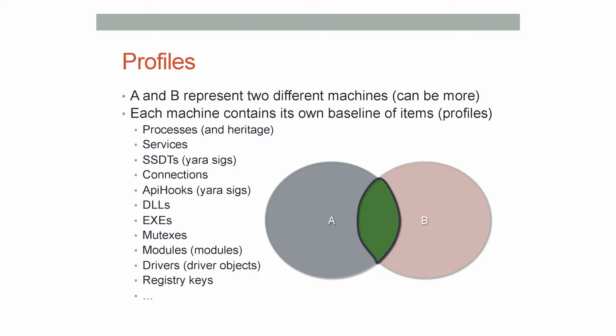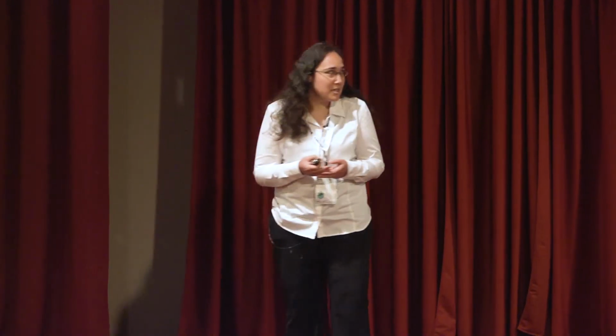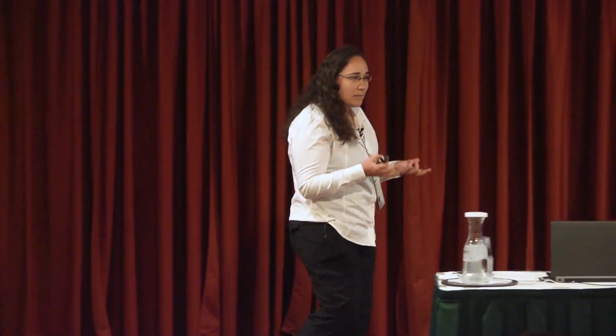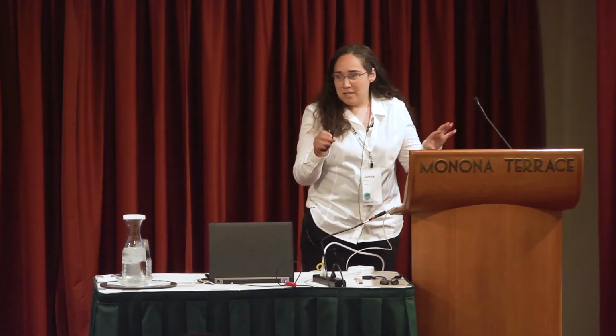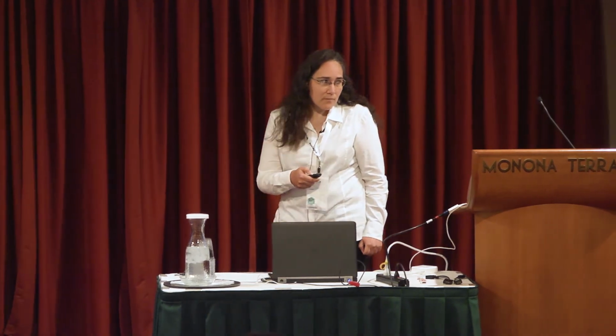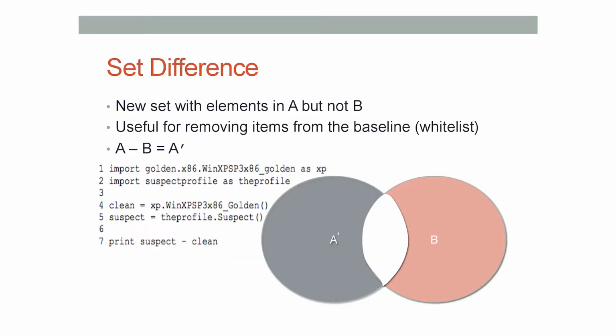As you can imagine, there's an overlap of these machines, all the Windows applications, all the software that they share. So you can see in this Venn diagram, the green area are the items that are shared between these machines, and then the external items are unique to those machines. So what we can do is a set difference. This would be very useful if you have a golden baseline. It has all the things that you expect to find, and then you just want to subtract those things out.